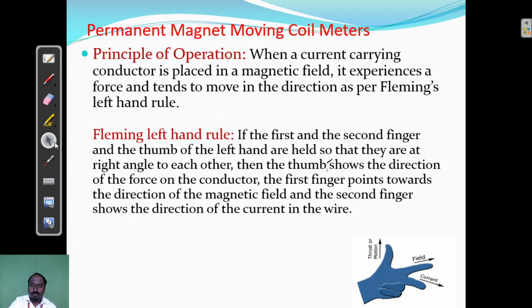If the first finger, the second finger and the thumb of the left hand are held at right angles, the thumb indicates the direction of motion of the conductor, the first finger indicates the direction of the magnetic field, and the second finger indicates the direction of current in the wire. You can see it in the diagram also. It indicates the thrust or motion, the field and the current.